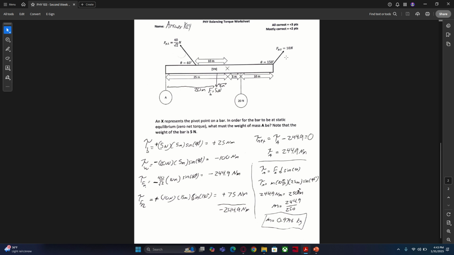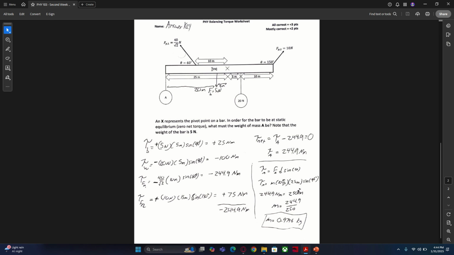What we see here in our chart, we have applied force number 1 of 40 over square root of 2 newtons, applied force 2, which is a magnitude of 10 newtons. Of those two forces, applied force 1 is at an angle of 60 degrees, and applied force 2 is at an angle of 150 degrees relative to our horizontal rotating bar. We have two hanging weights, weight A that we do not know its weight of, and then weight B, which is 20 newtons.